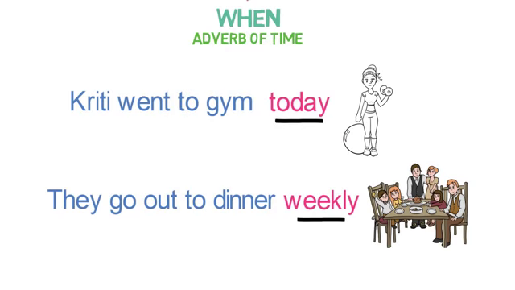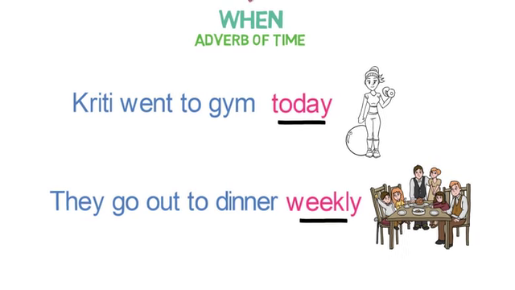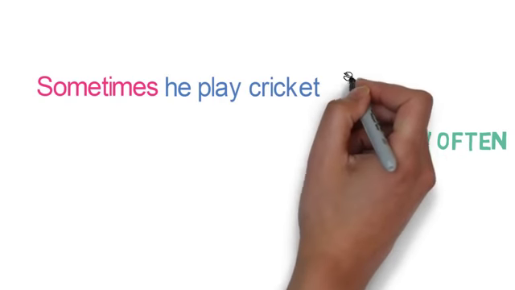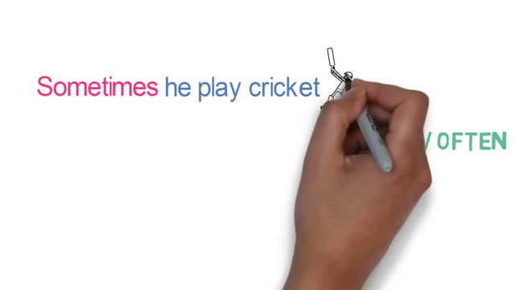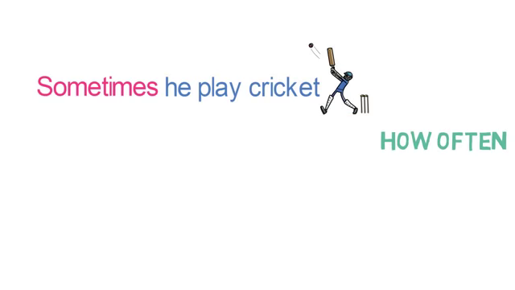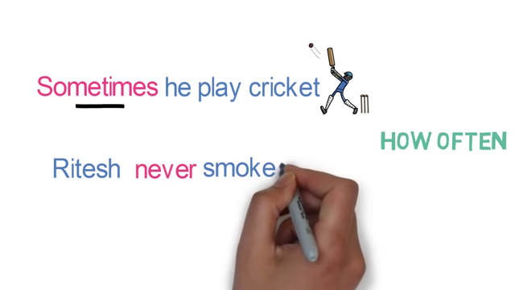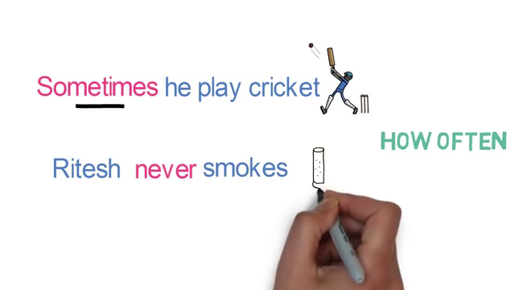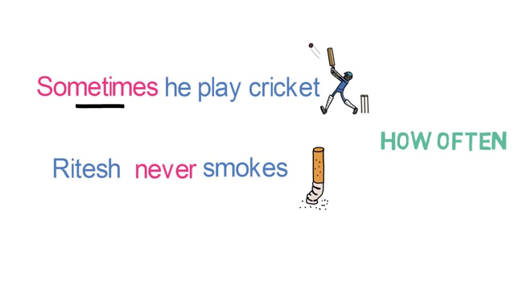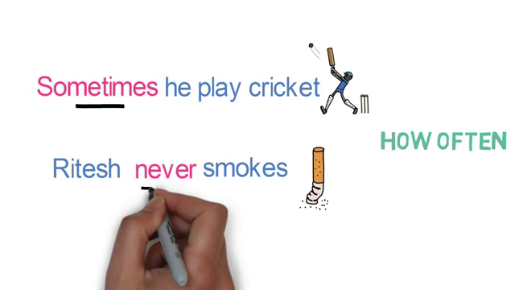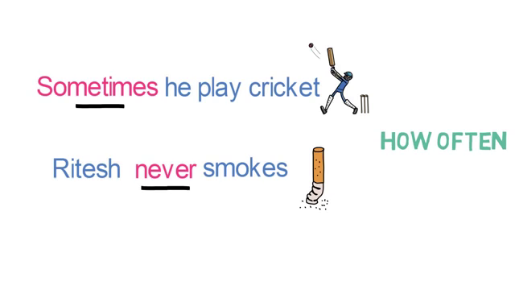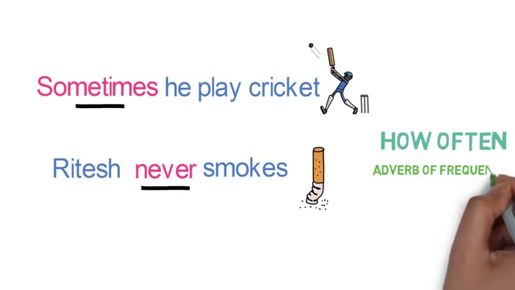Now let's look into the 4th way in which we describe action. How often or frequently the action is happening. Sometimes he plays cricket. Here we understand that he plays cricket. But what is the frequency, or how often does he play? He plays sometimes. So sometimes is an adverb here. Ritesh never smokes. Here never tells us that he never smokes, and thus tells us the frequency of his smoking. So never is an adverb here. As this adverb describes the frequency of action, these are called adverbs of frequency.